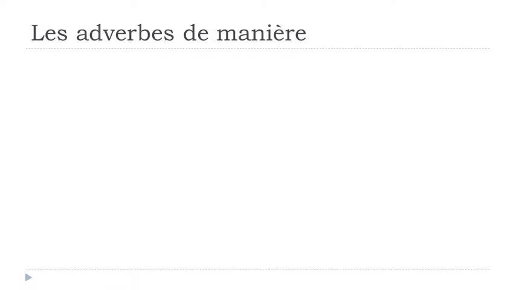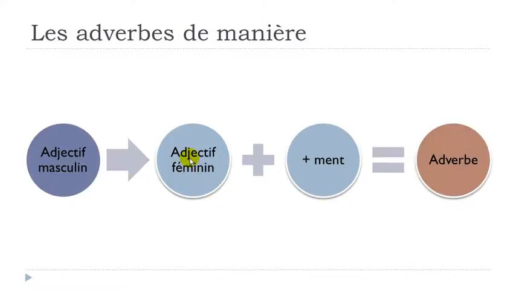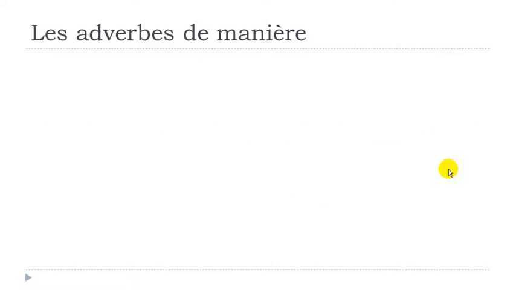So the rule goes like this: if you want to construct an adverb de manière, first you've got to know the adjective in the masculine form, then you modify it and put it in the feminine form, and after that you add ment. When you add this ment at the end of the feminine form of the adjective, you get the adverb. Okay, so it sounds quite easy. It is not that difficult, but then we'll have a look.